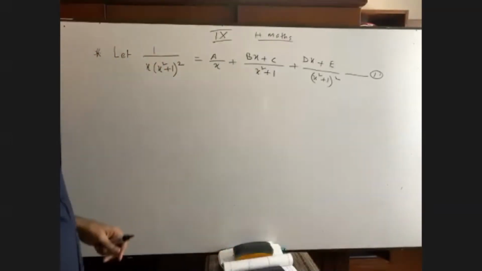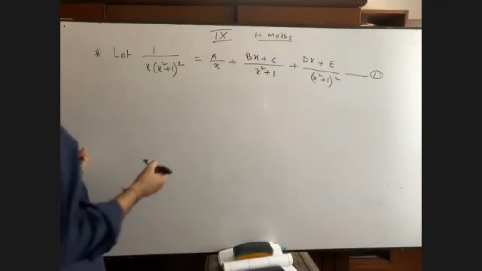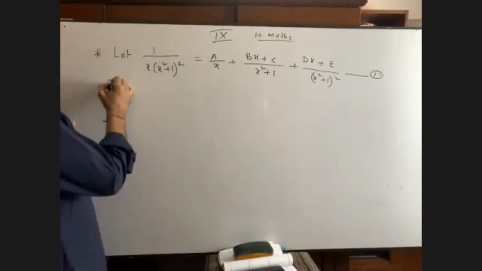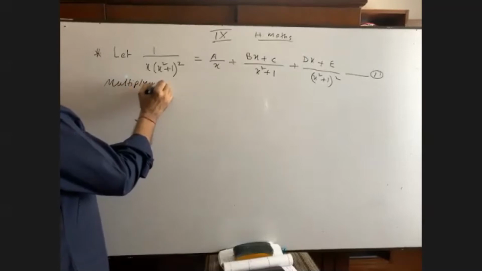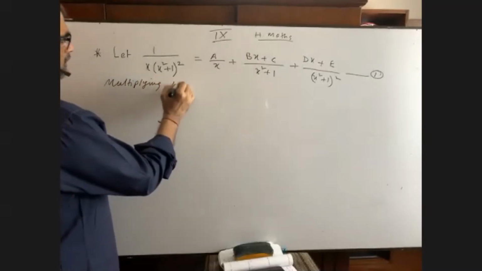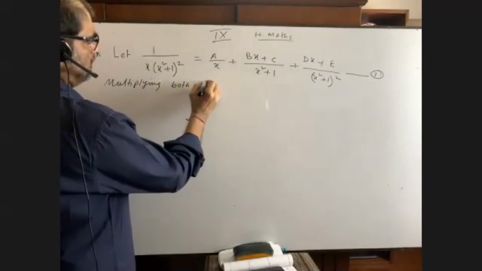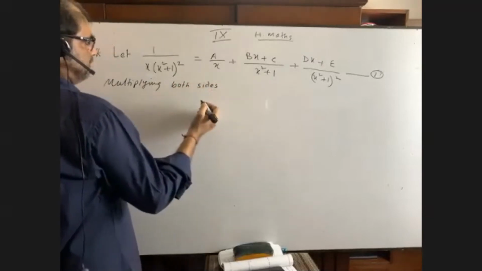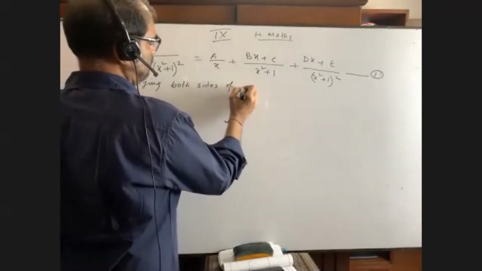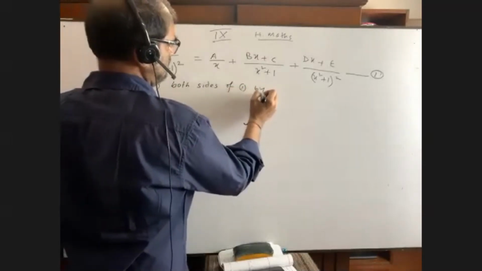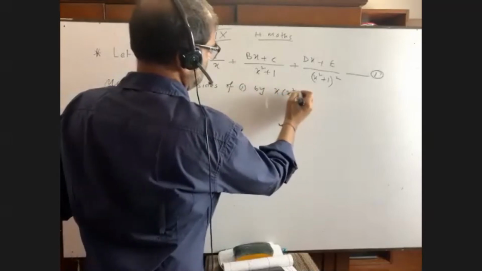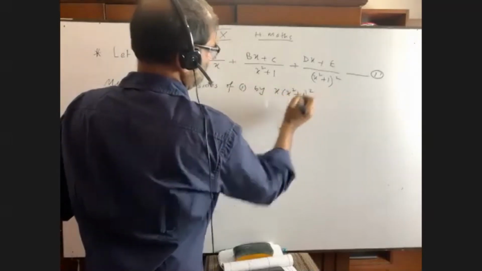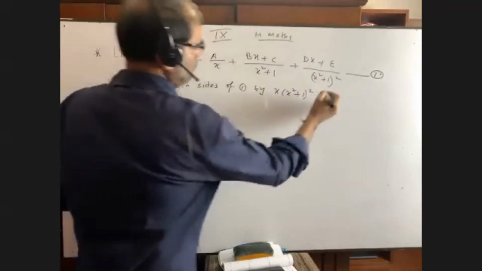I think all of you have got it. Multiplying both sides of 1 by x into x square plus 1 whole square, we get.